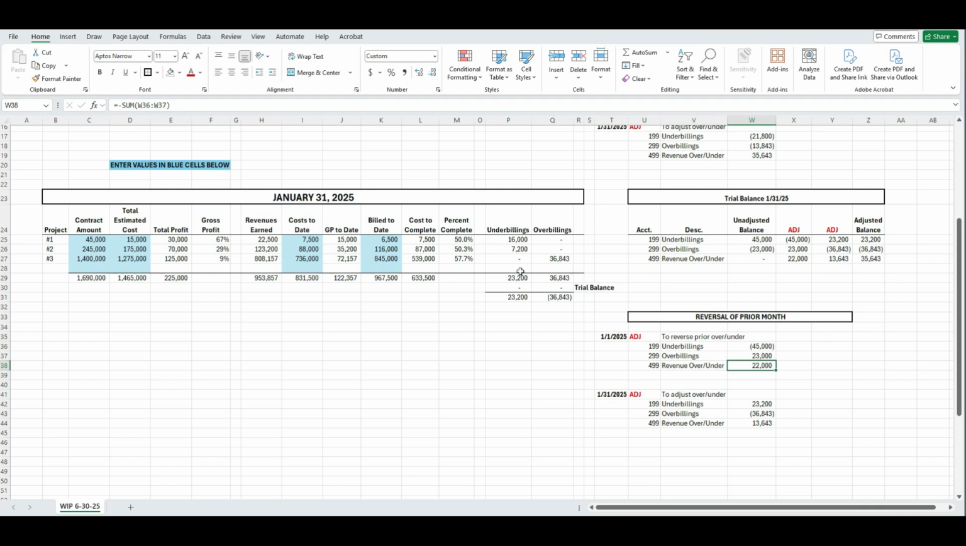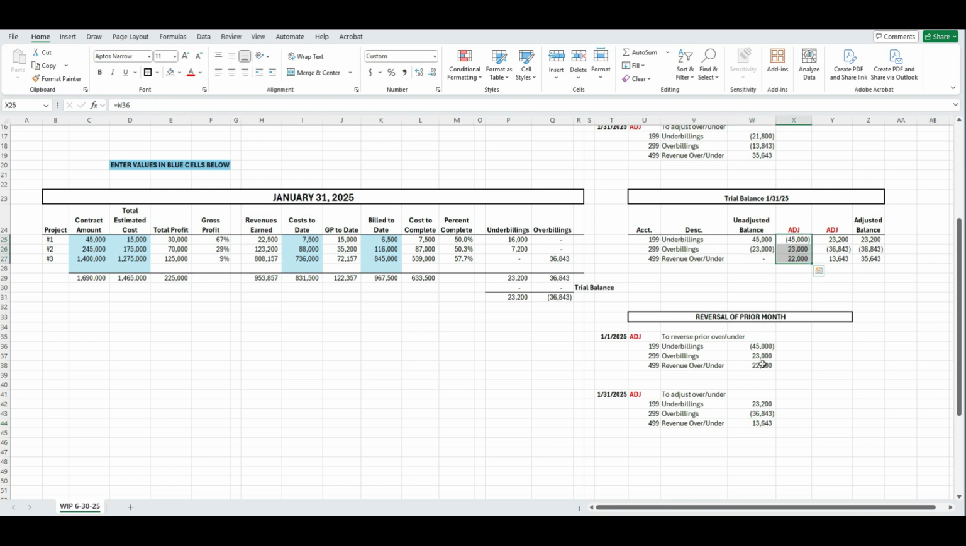Now we technically start off with zero balances in under and overbillings. So what we do is we record a debit, an increase from 0 to 23,200. We have an increase of 23,200 to underbillings. Going from 0 in overbillings to 36,000 is a credit to overbillings for that amount. The net difference there is 13,643.